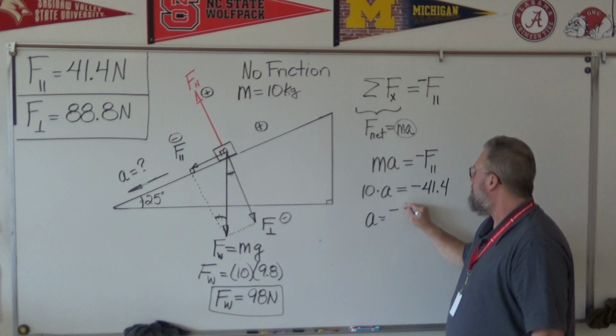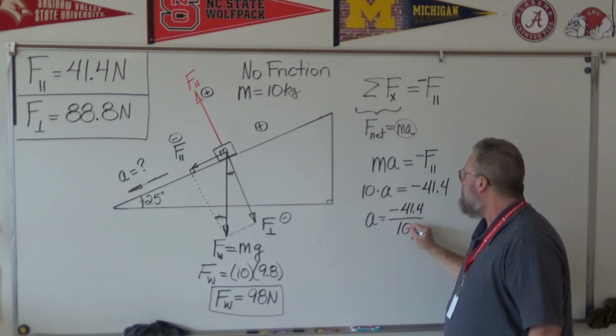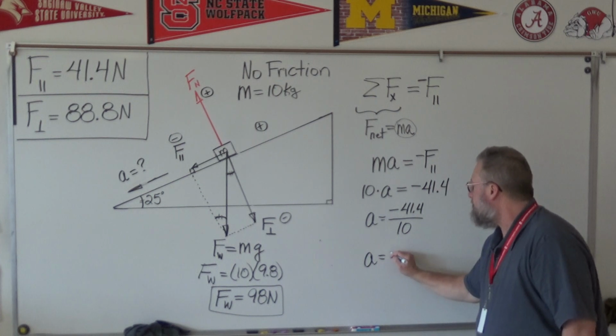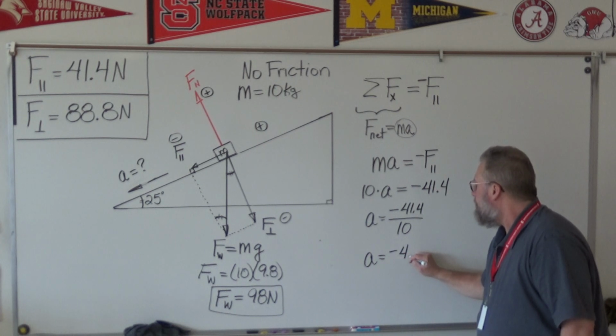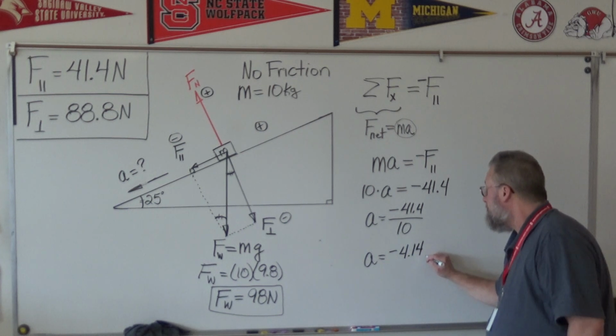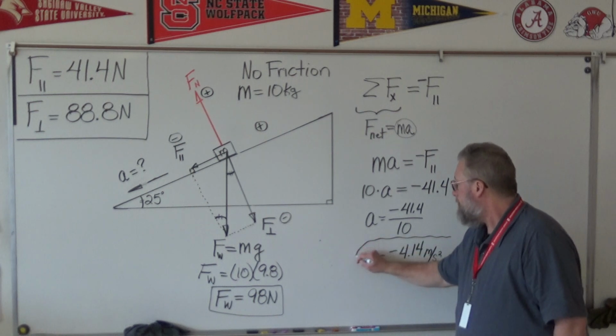So 41.4. Now we just solve for a, which is going to be negative 41.4 divided by 10. So the acceleration is going to be negative 4.14. And the units for acceleration, meters per second squared. So there's our answer.